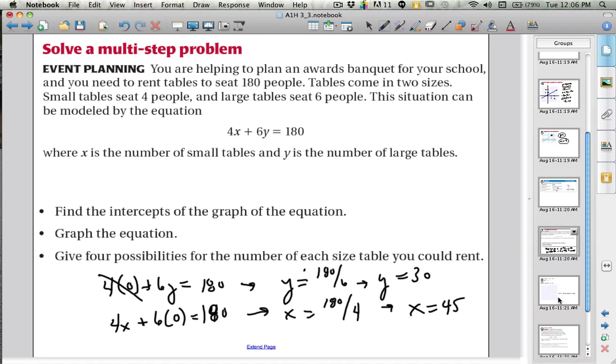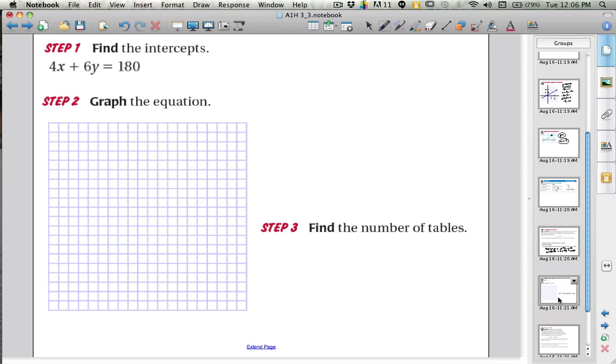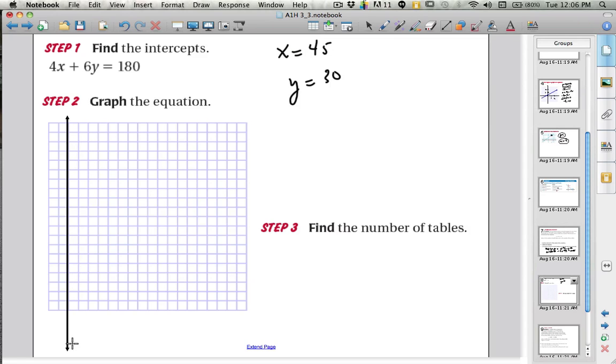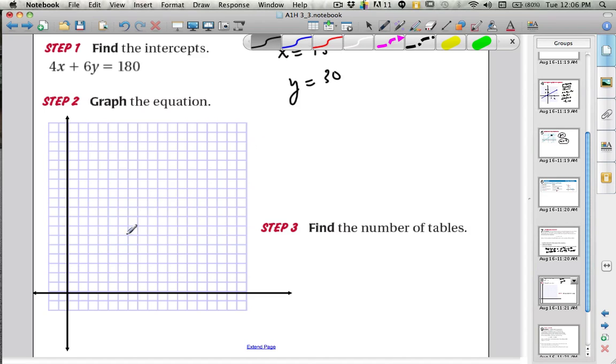So if we go ahead now and graph, remember we had x is equal to 45 and y is equal to 30. And if I want to graph the equation, I'm going to go ahead and put in my axes. I don't really need negative values, right? I can't rent a negative number of tables. That's just not possible. These are difficult numbers for me to do if I go by 1, so I'm going to go by 5s.